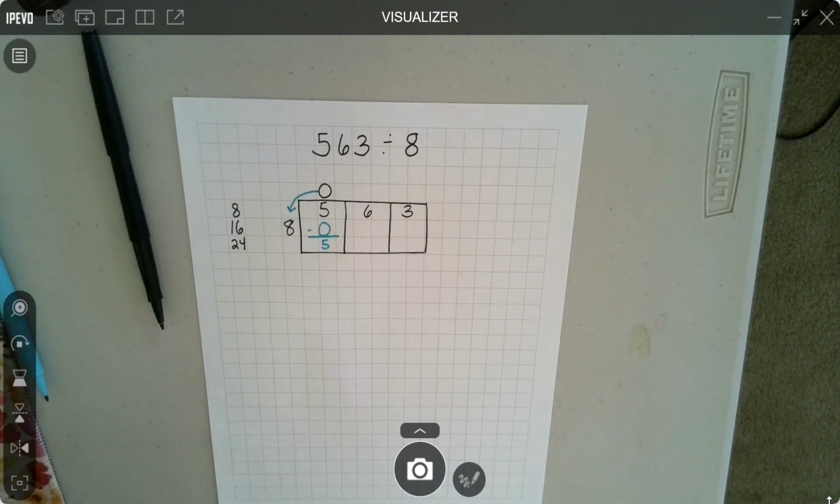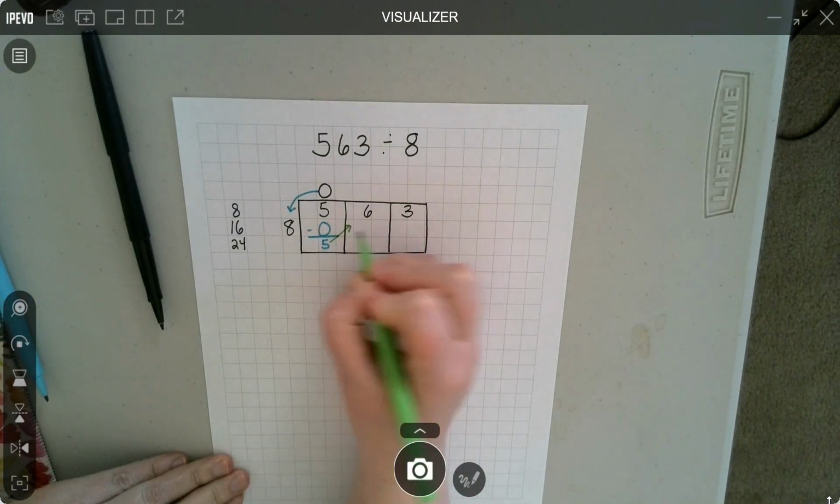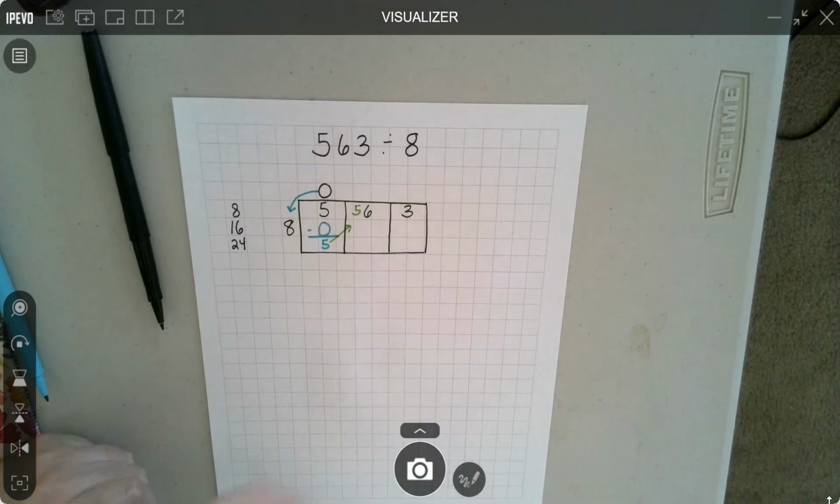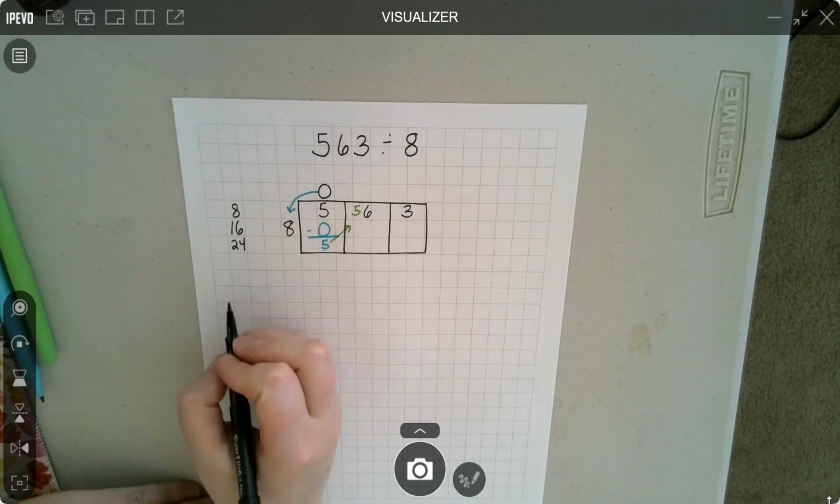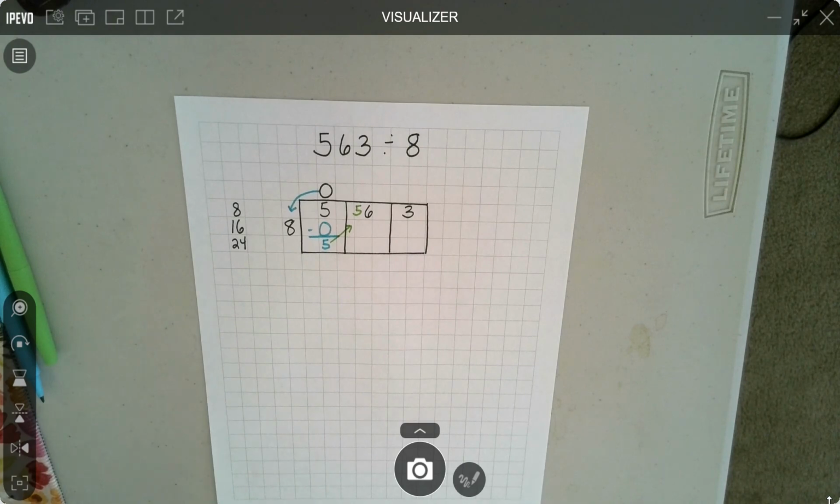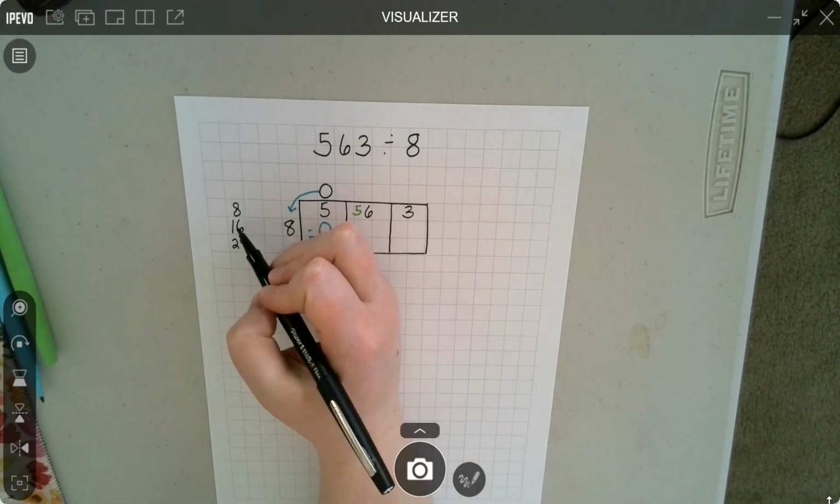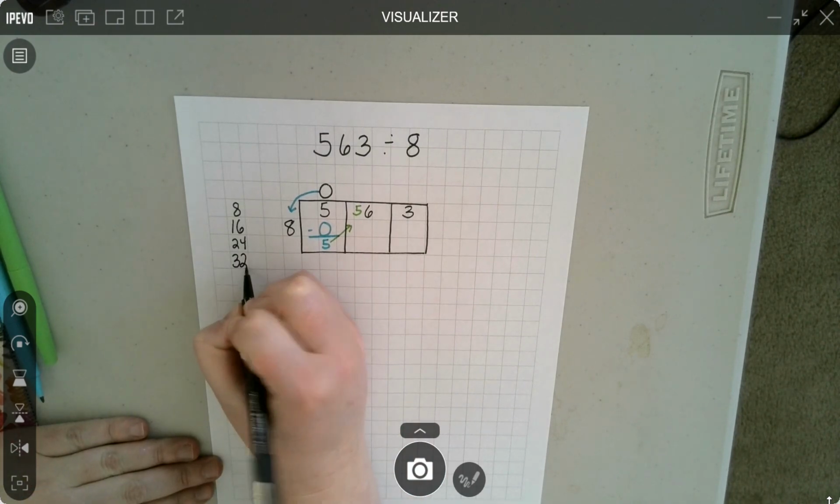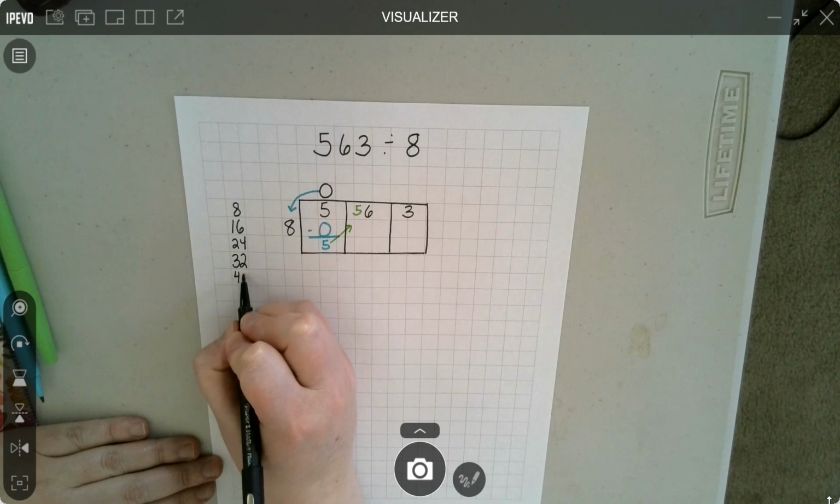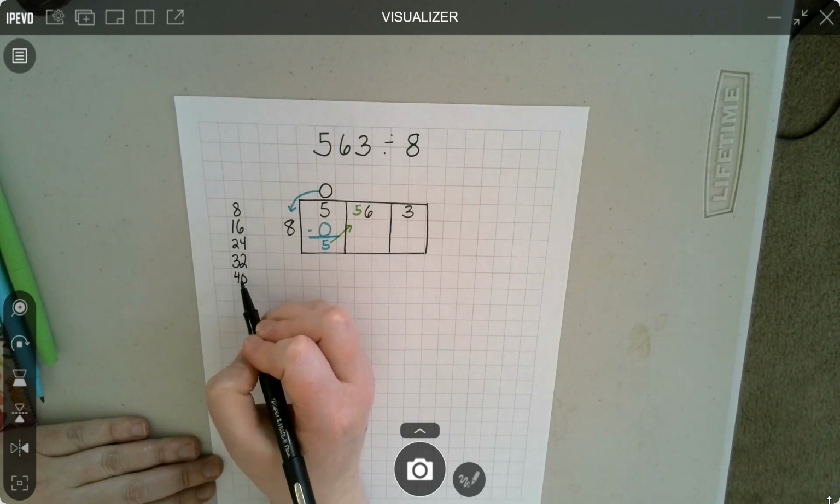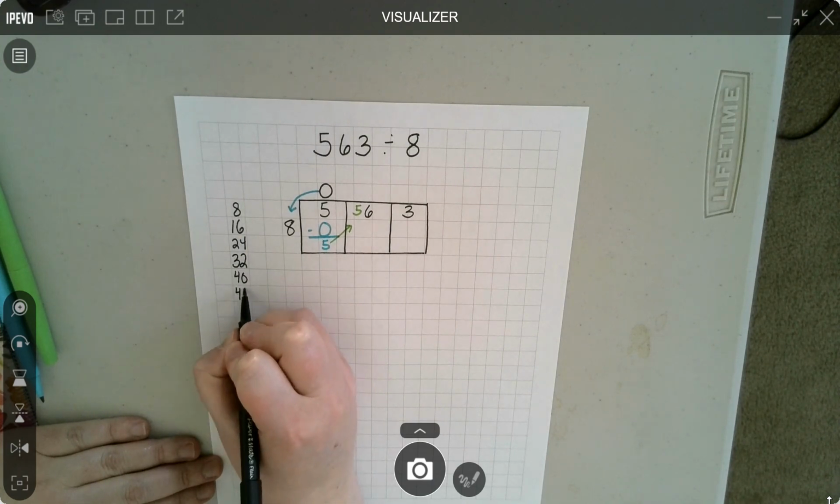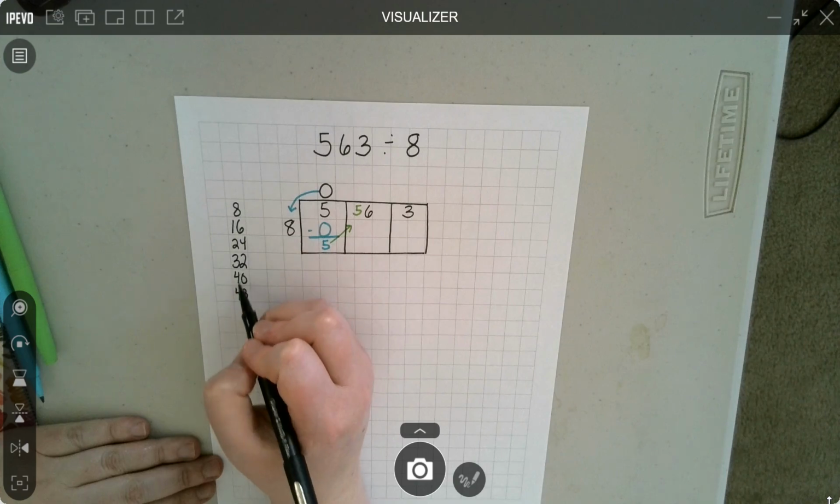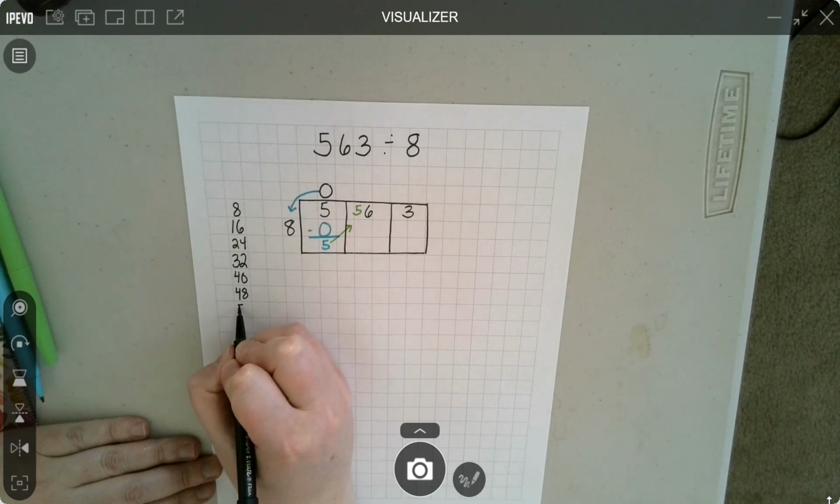I'm going to drag that 5 up to the 6, and it's going to turn it into 56. Now, if you know the multiples of 8, you can get really close to 56. But I know 8s are hard, so let's keep drawing our 8s list here. So 8, 16, 24, 32, 40, 48. The next one would be 56.